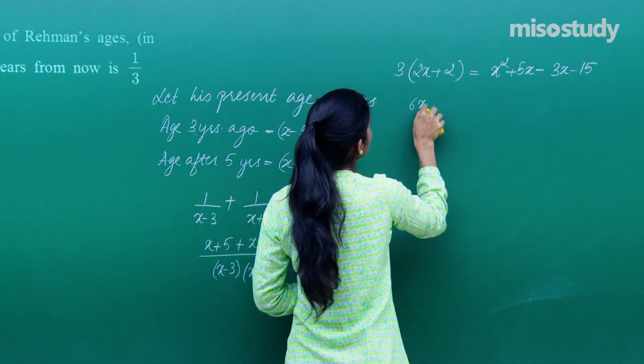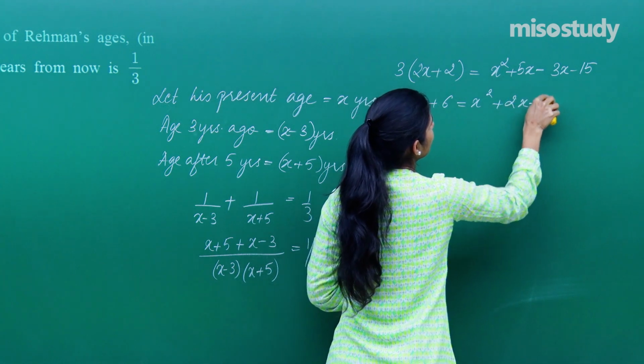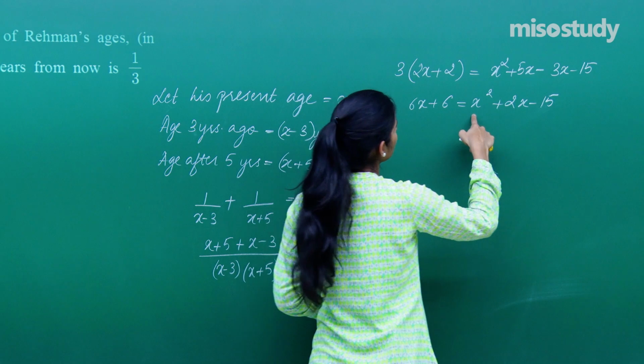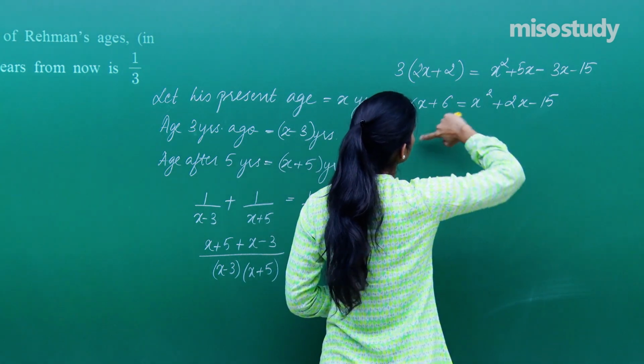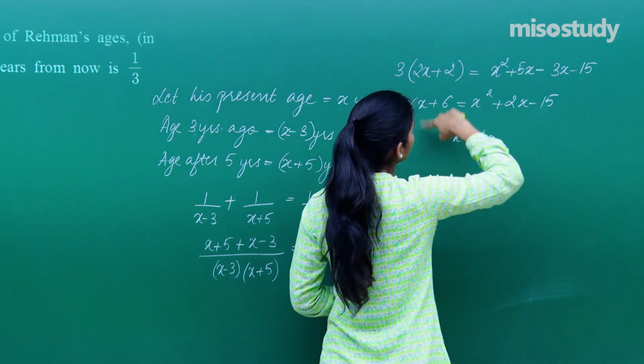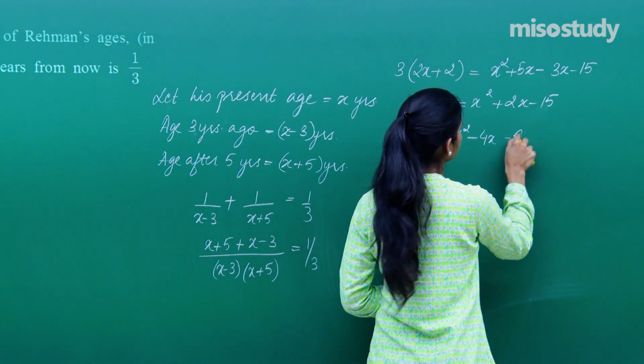So you have 6x plus 6 equals x square plus 2x minus 15. Just solving, nothing else. So you have x square plus 2x minus 6x minus 15 minus 6, 9.